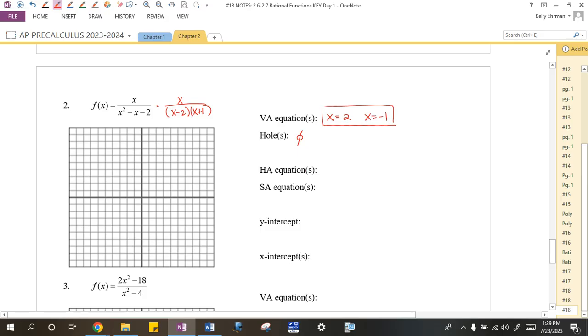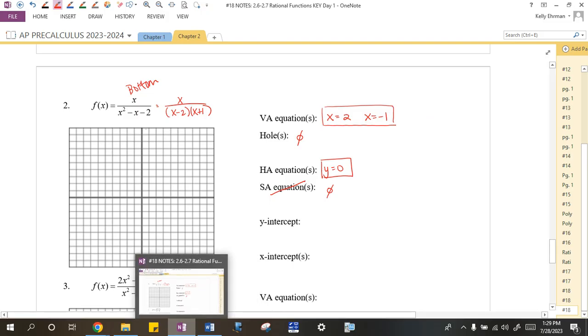What about the horizontal asymptote equation? Whether you factored this or not, it's still an x over an x squared. So it's bottom heavy again. That means that y equals 0, once again, is the horizontal asymptote, and that means we don't have a slant.